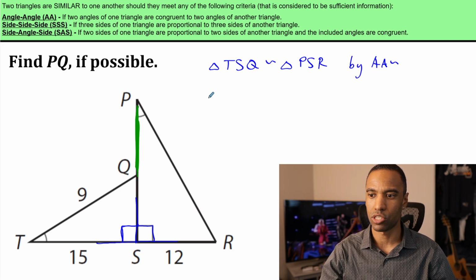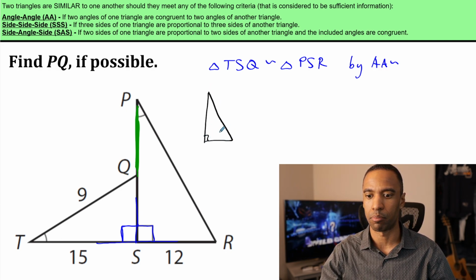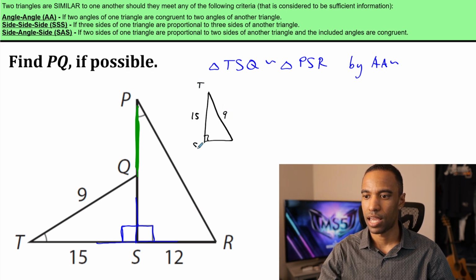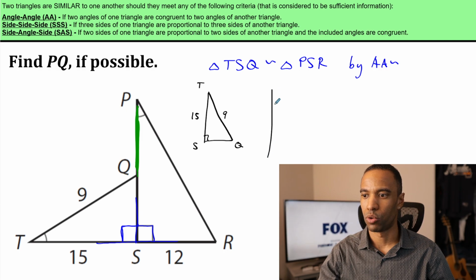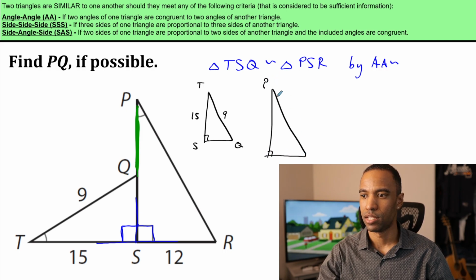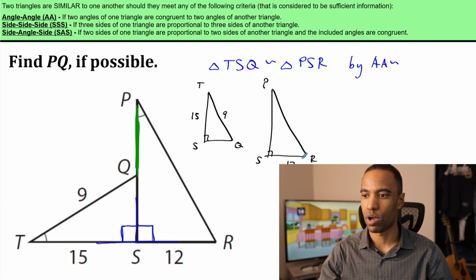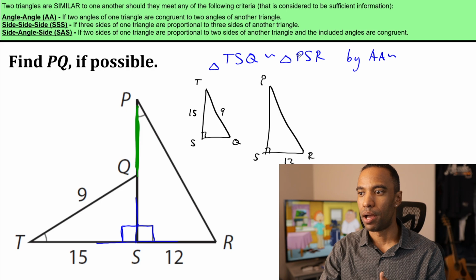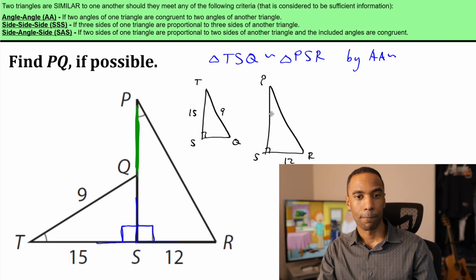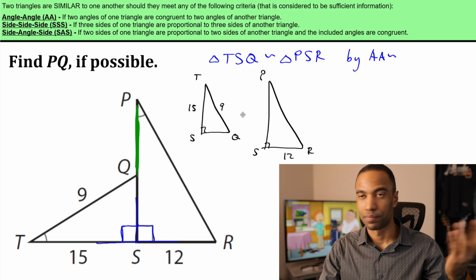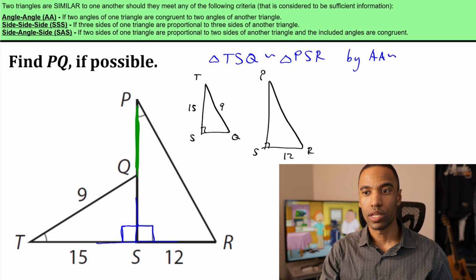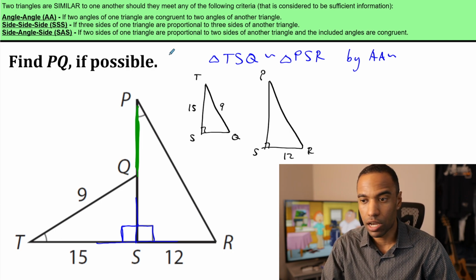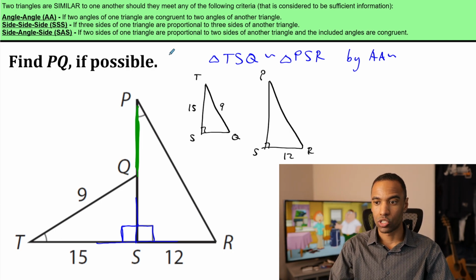And again, guys, the redraws really do help. I'm going to draw both of these right up here, where I have 15 and 9 in this TSQ. And then, of course, the bigger one right here, I have PSR. And you can see that this 12 does not correspond with the 15 or the 9. Whoa. So what do we do? This is where you can use, remember, it says if possible. Now, I'm leaning on it is possible as far as going through this problem.